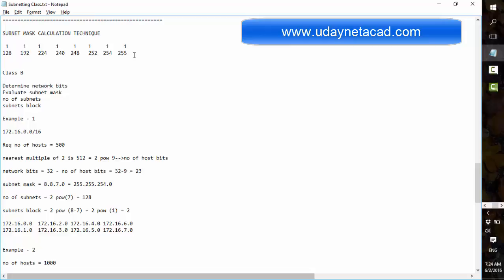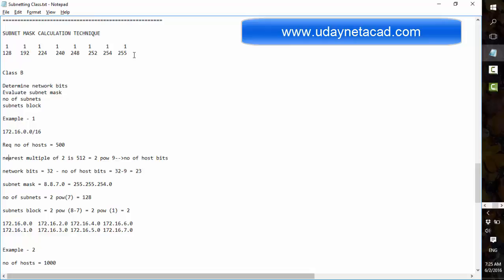Let's start with class B, and I'll come back to this technique again. So let's take one example. Overall, we will determine the number of network bits, then evaluate the subnet mask, then calculate the total number of subnets, and then work on the subnet block. First example, let's take the class B IP address 172.16.0.0. The requirement is to have at least 500 hosts in a network.